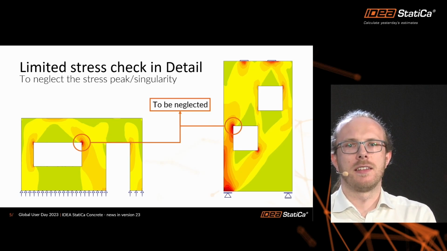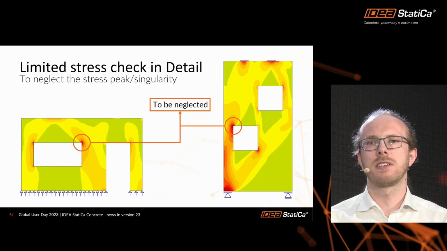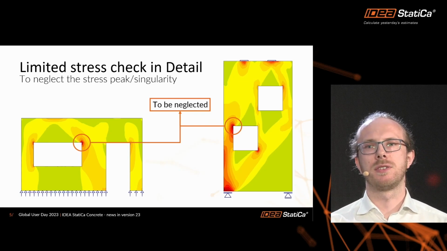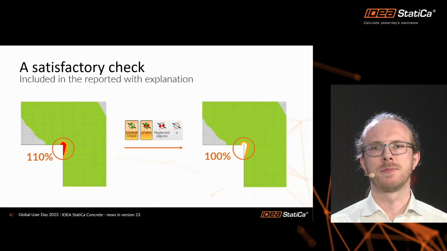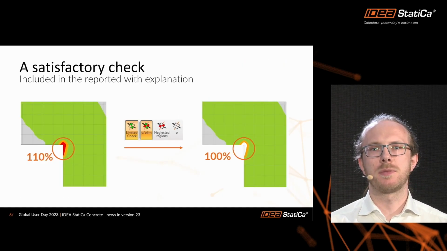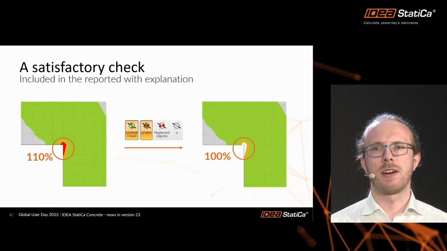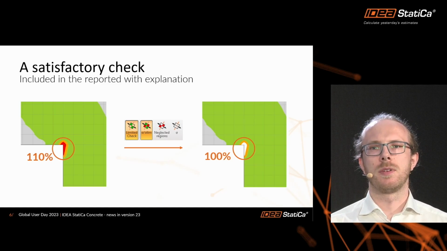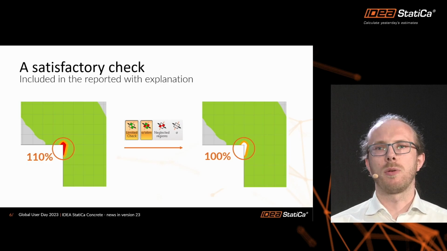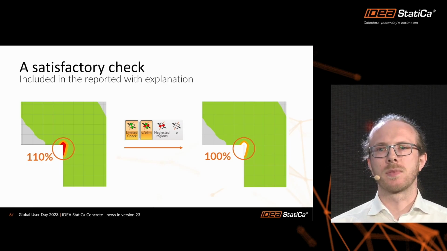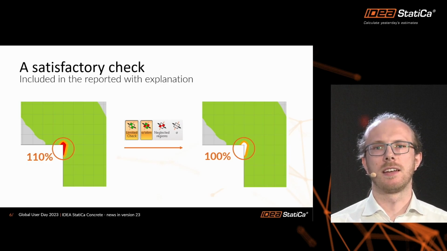peak. And the limited stress check is a functionality we have implemented to give the user an option to neglect the stress peak. These stress peaks are usually in small areas, so there is no problem to exclude this area from your check. If you decide to use the feature, you will obtain a satisfactory check for serviceability limit state.